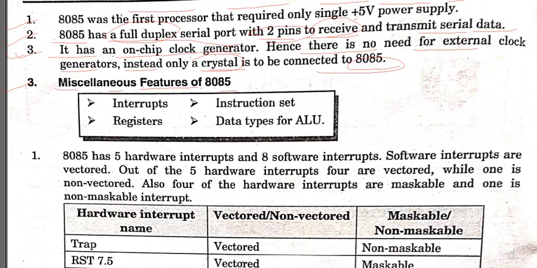In that there are 4 features. First one is the interrupts provided by 8085. Second one is the instruction set. Third one is the register, and the fourth one is the data types which is used for arithmetical and logical units. So first we start with the interrupts.